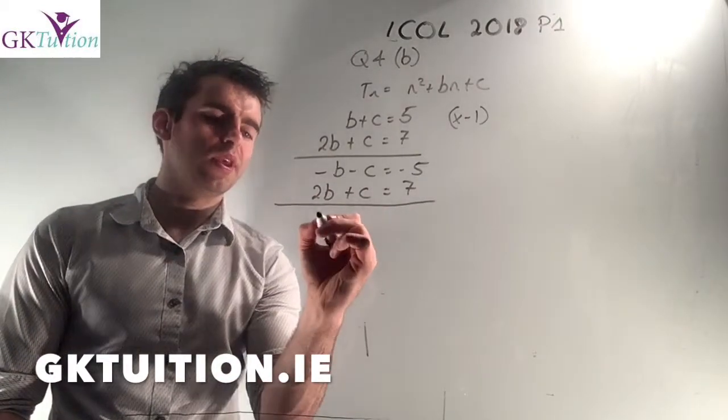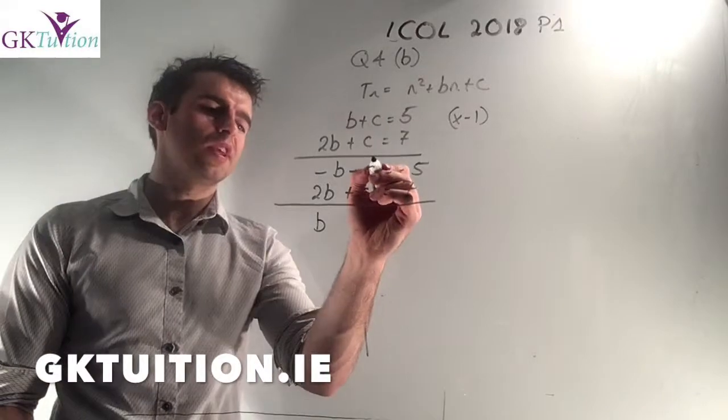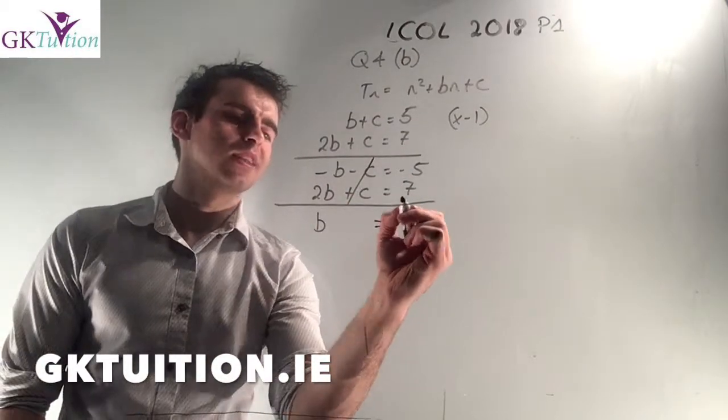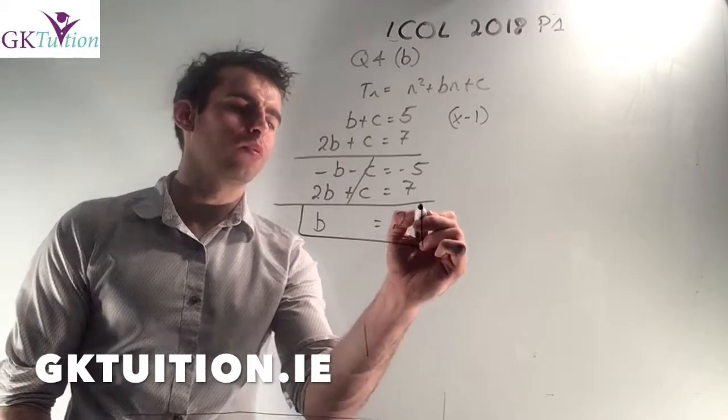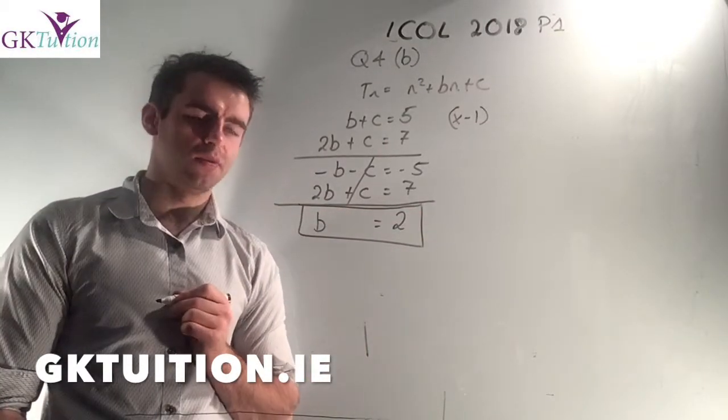2b minus 1b is just b. Plus c minus c is 0. And 7 minus 5 is 2. So without doing any more work, I already know that b is equal to 2.